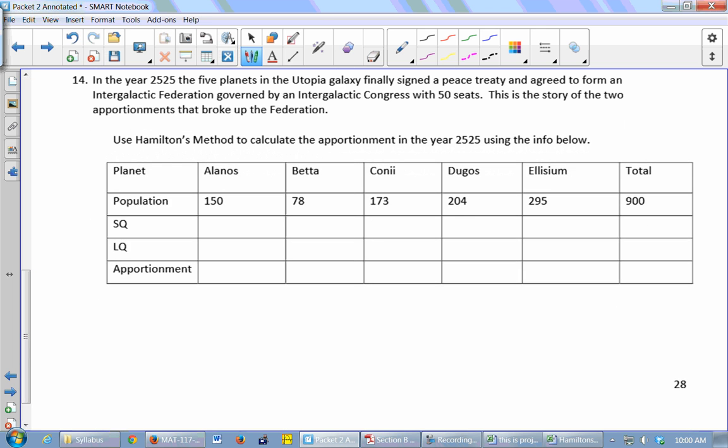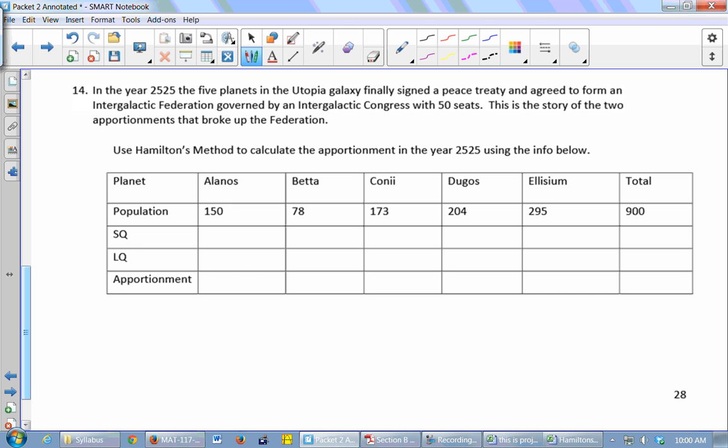Here's an example that will give us another paradox. In the year 2525, the 5 planets in the Utopia galaxy finally signed a peace treaty and agreed to form an intergalactic federation governed by an intergalactic Congress with 50 seats. So this is the story of the 2 apportionments that broke up the Federation. Yeah, this is not an accurate historical example. This is made up.